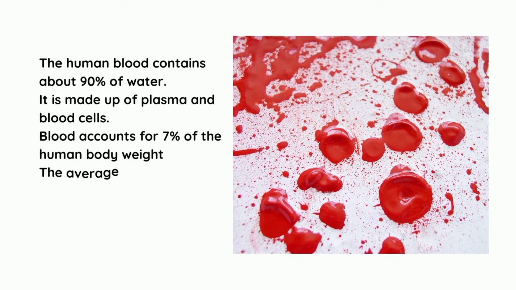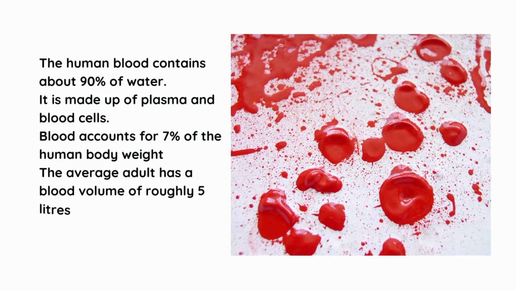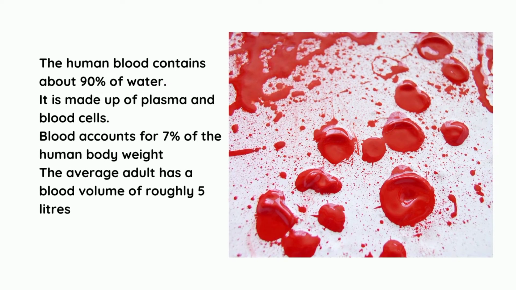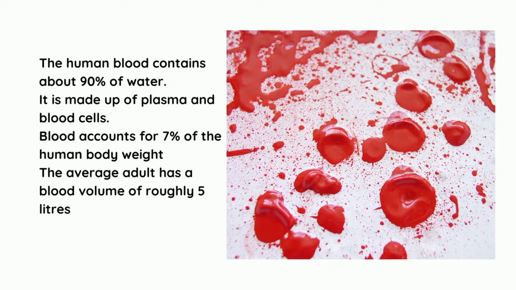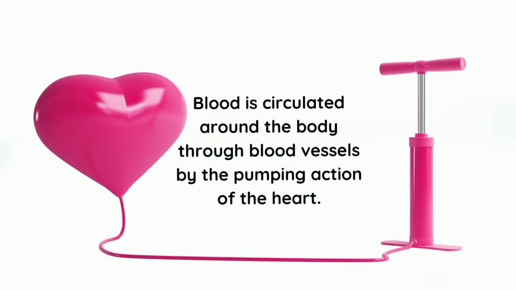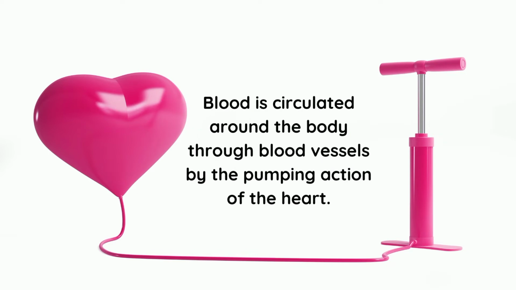Now, you know that blood is a fluid that carries nutrients to different parts of your body, is it not? Yes. The human blood contains about 90% water and also contains plasma, and adults have 5 liters of blood. Blood is carried to different parts of the body by the pumping action of the heart. So the heart is a major organ for circulation or transport of blood to different parts of your body.